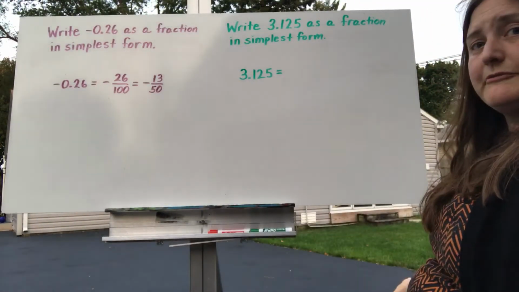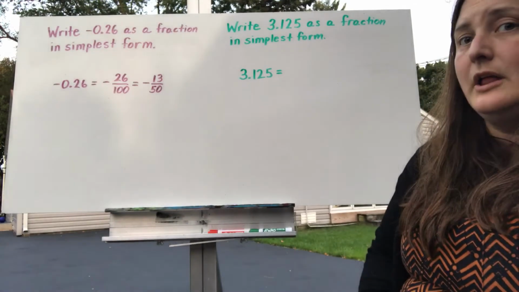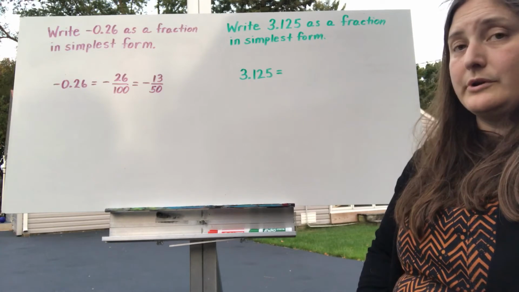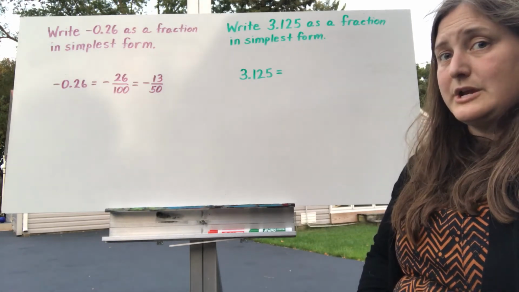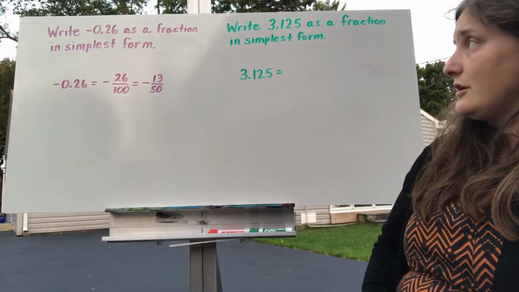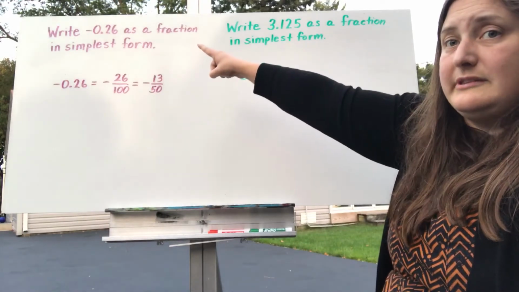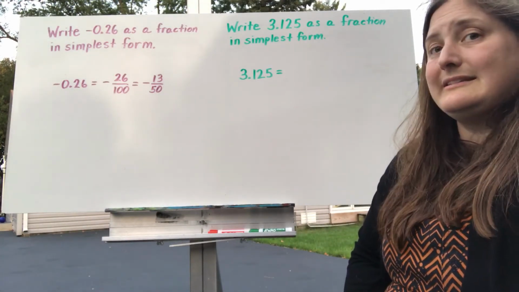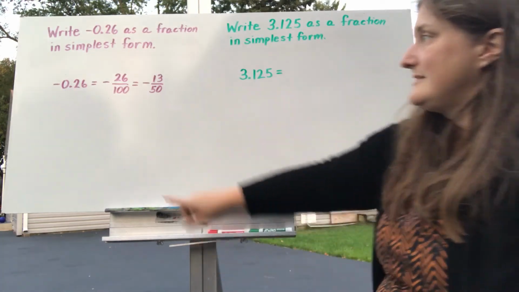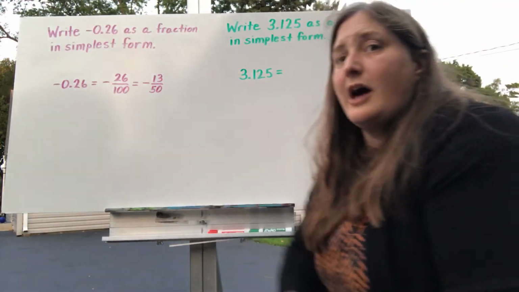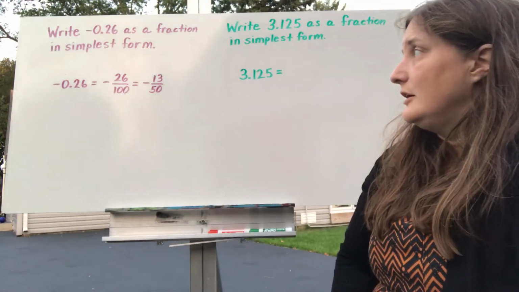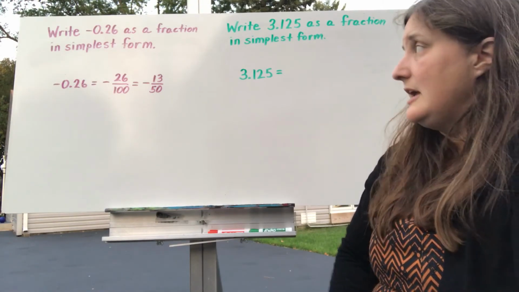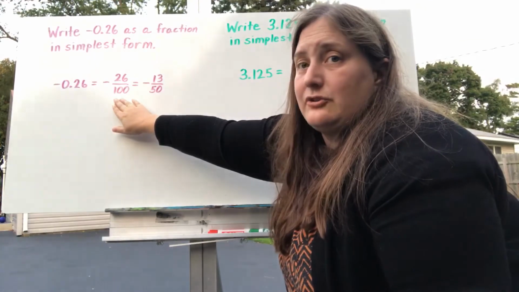Now what if we want to do the reverse? What if we want to take a decimal and turn it into a fraction? Well, this is where it becomes important to remember how to correctly read your numbers. So over here, I've got negative 0.26. But if I read that correctly, this is negative 26 hundredths, because this 6 ends in the hundredths spot. So negative 26 hundredths, if I say it correctly, is exactly how I'm going to write it in fraction form.